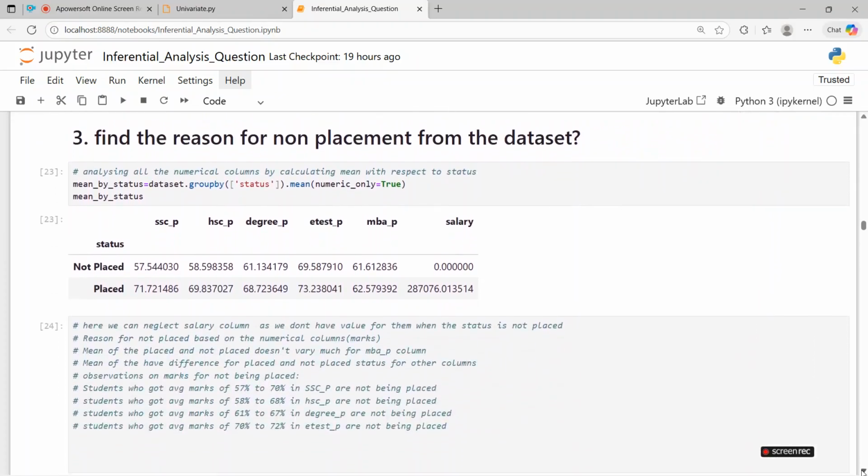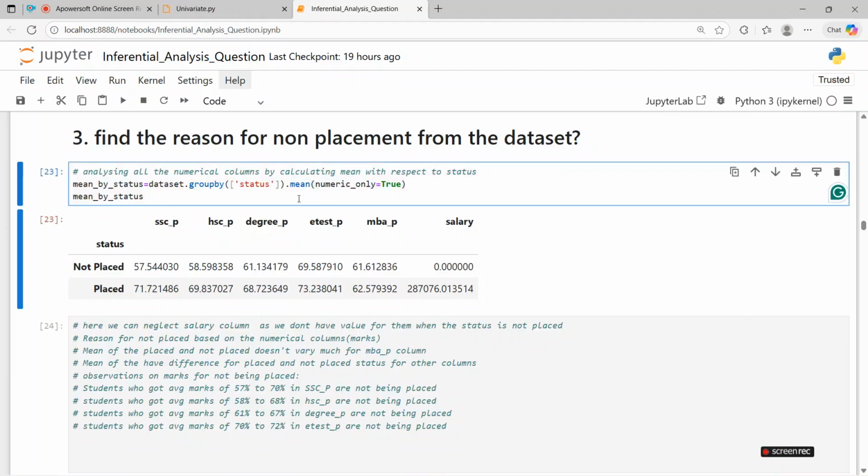So the next question is we need to find the reason for non-placement from the dataset. For that we are starting with the numerical columns. We are grouping them by status using group by and finding the mean of the numerical columns. So here we can see we have two statuses, not placed and placed, and the mean for all the marks columns and the salary column. We will not be taking the salary column, as for not placed we don't have any salary, so we will not use it for analyzing the reason for non-placement. We are taking the other columns.